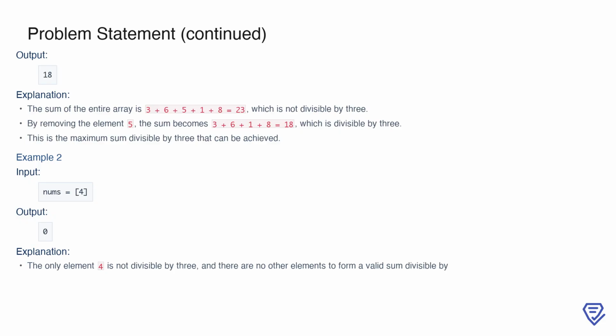Now, consider the second example, where the input is 4. The only element, 4, is not divisible by 3, and there are no other elements to adjust the sum. Therefore, the output in this case is 0.